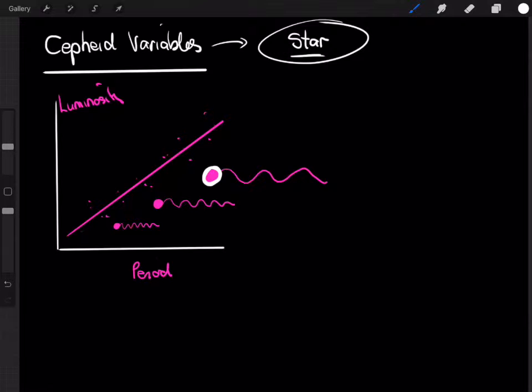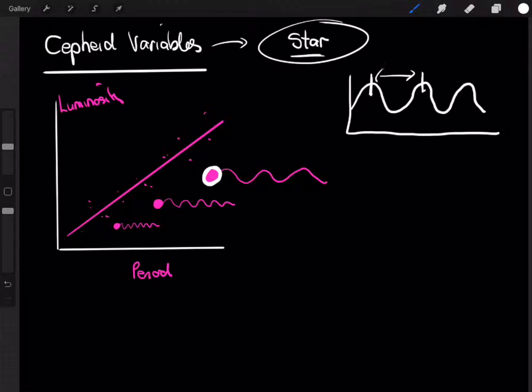In other words, if we were to graph their brightness over time, these stars get bright, then fainter, brighter, fainter, brighter, fainter. The time it takes to go from one brightness peak to the next is called its period.